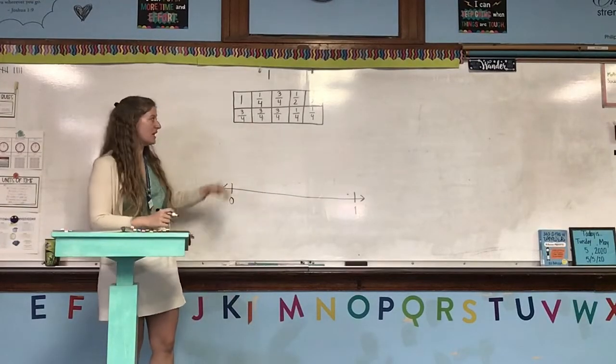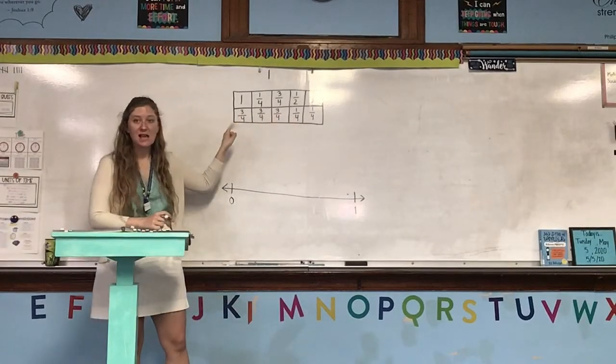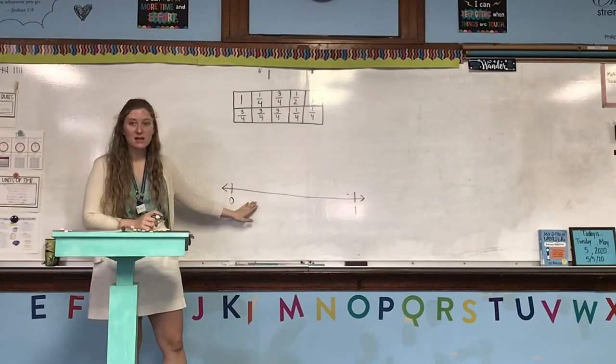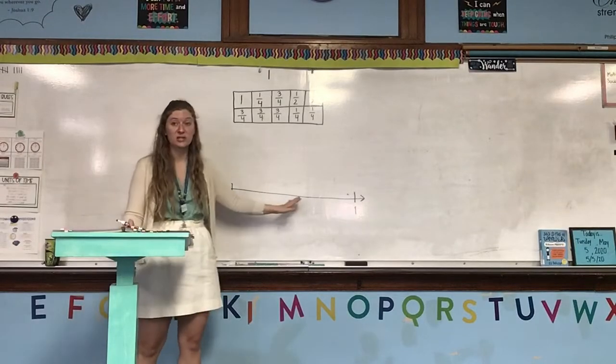Now I need to create a number line with what I have. Most of my fractions have a denominator of 4. So that means I'm going to break this number line into fourths. Remember, to break it into 4 pieces, I don't have 4 tally marks. I have 4 sections.